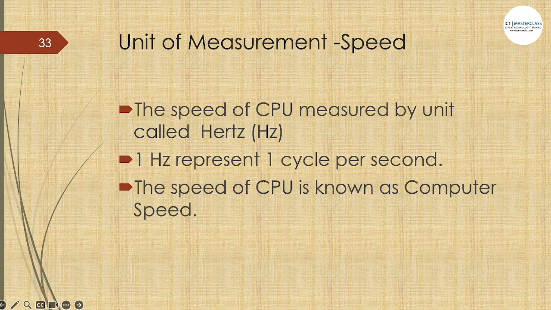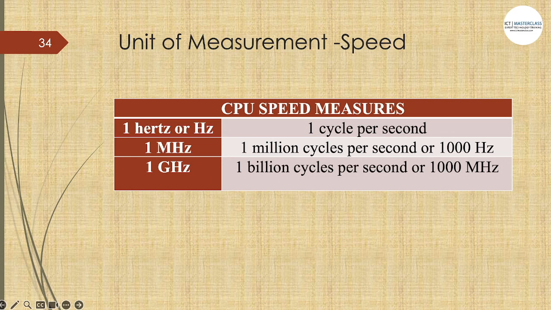Okay, so we are back here. So the CPU speed measurements: 1 gigahertz is 1 billion cycles per second.